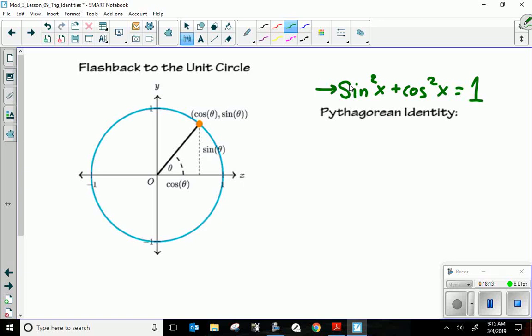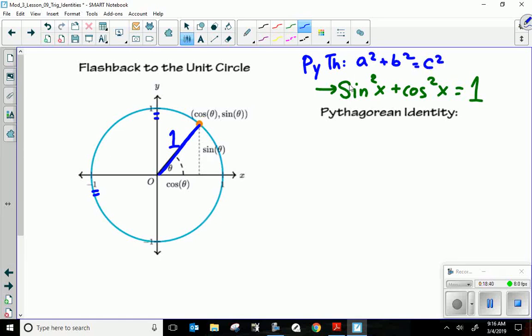First off, this is the unit circle. It has a radius of 1. You see the 1s here? So this radius, which happens to be my hypotenuse, is 1. Isn't the Pythagorean theorem a squared plus b squared equals c squared?